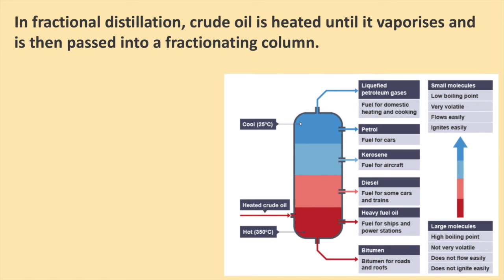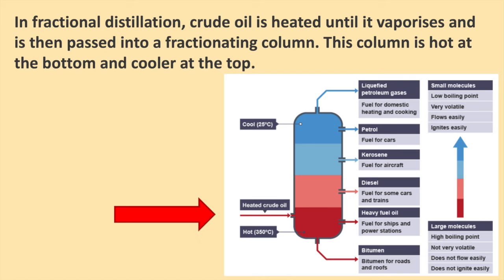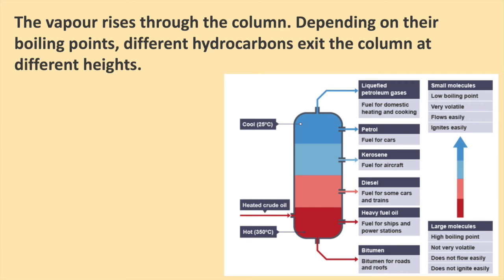In fractional distillation, crude oil is heated until it vaporizes and is then passed into a fractionating column. The temperature changes as you move up the column, so the column is hotter at the bottom and cooler at the top. The vapor from the heated crude oil rises through the column. Depending on their boiling points, different hydrocarbons exit the column at different heights.